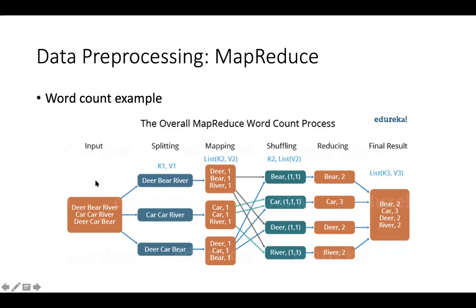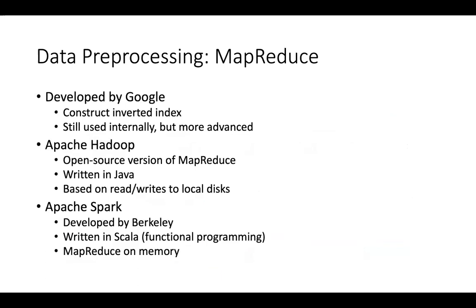The reason that the word count example is so frequently used to describe the MapReduce workflow is that MapReduce was actually invented in order to do this kind of massive text processing. It was developed by Google in order to construct an inverted index. If anyone's familiar with search engines or crawling, hopefully they're familiar with the inverted index.